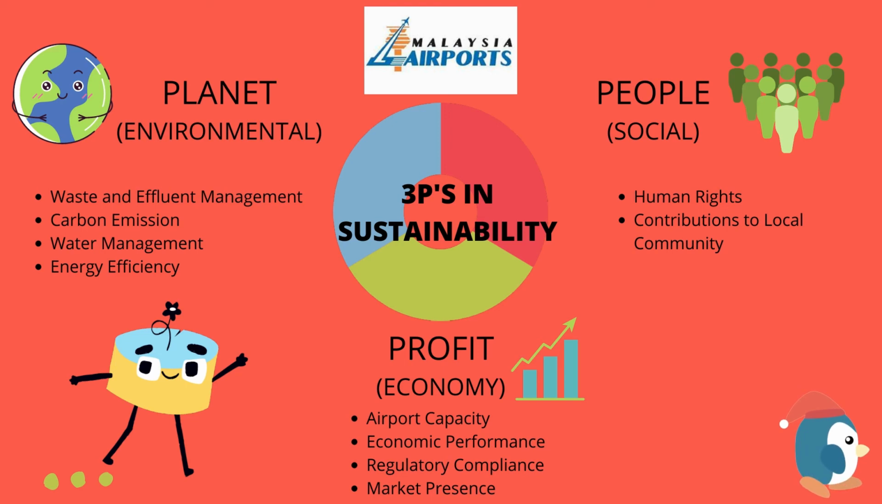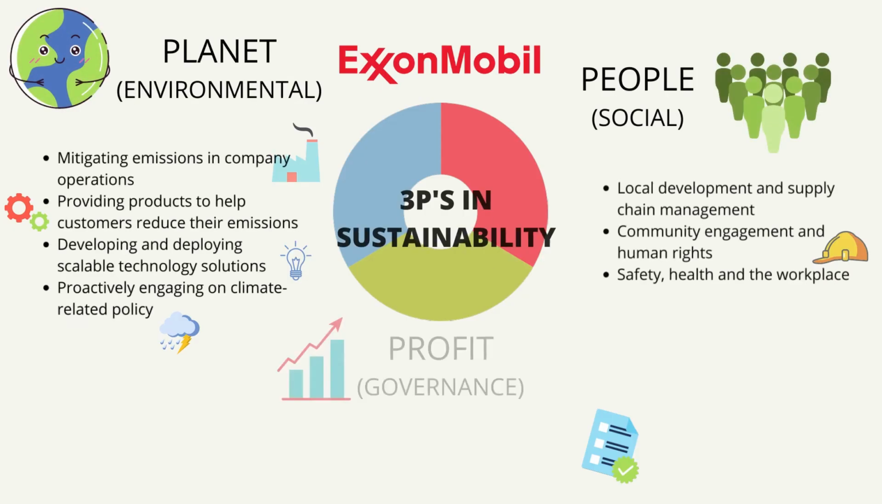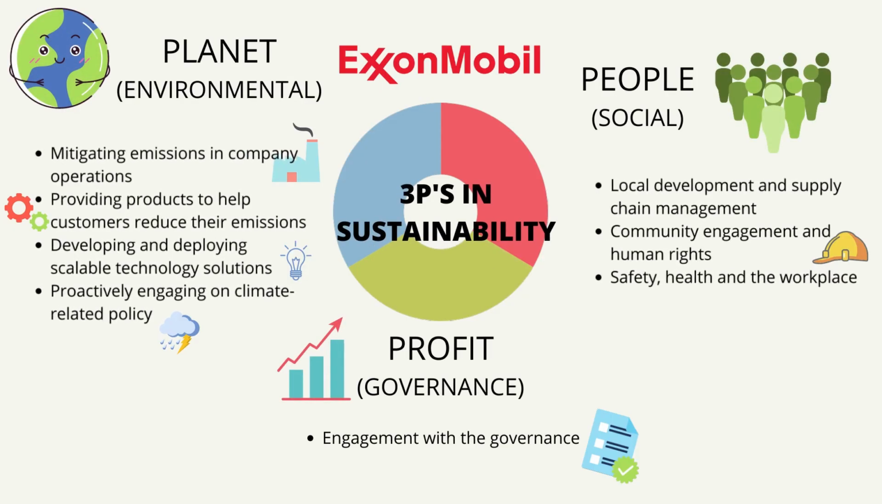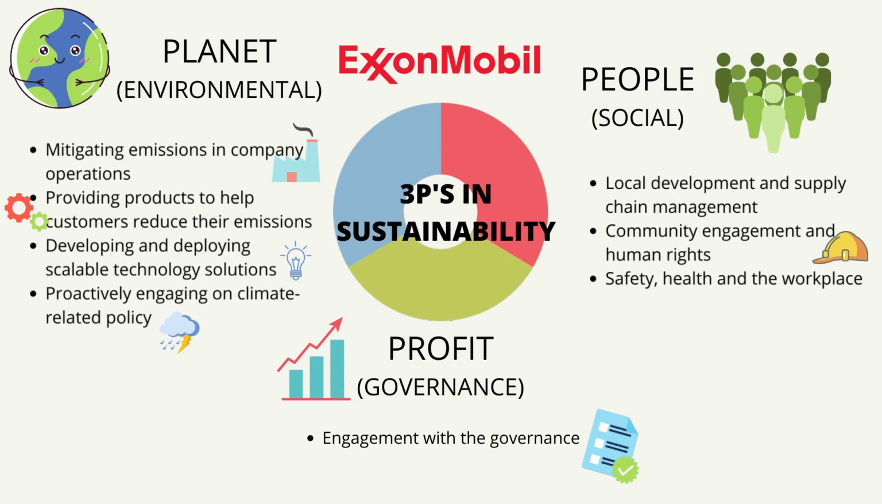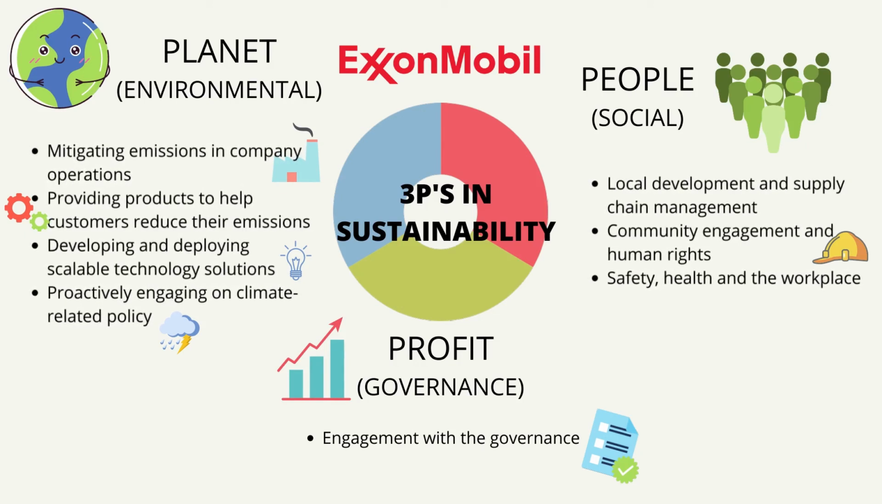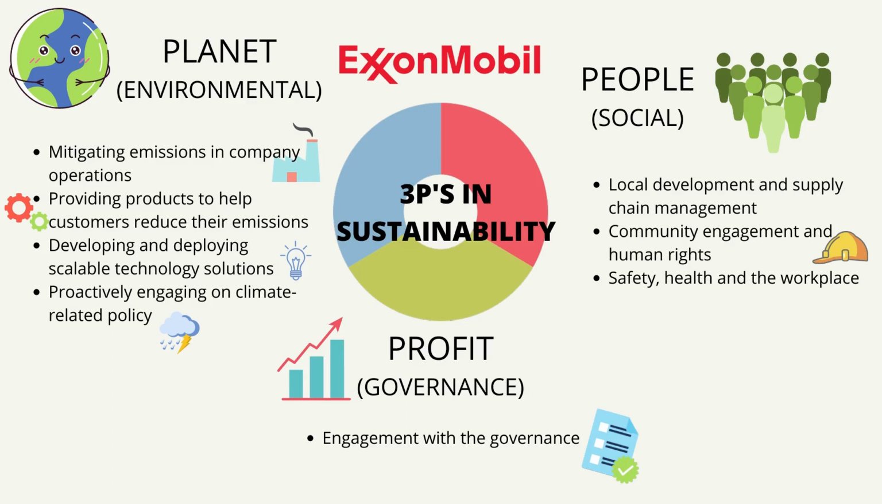Now we are focusing on ExxonMobil's 3 P's in sustainability. The first P is planet. ExxonMobil focuses on the environment, which includes mitigating emissions in company operations, providing products to help customers reduce their emissions, developing and deploying scalable technology solutions, and proactively engaging on climate-related policy.